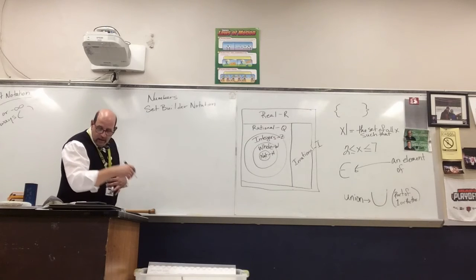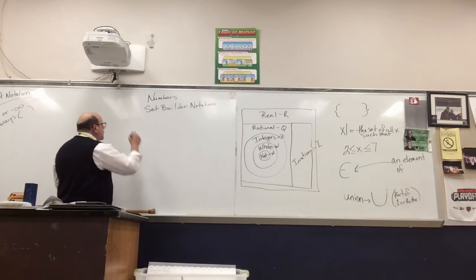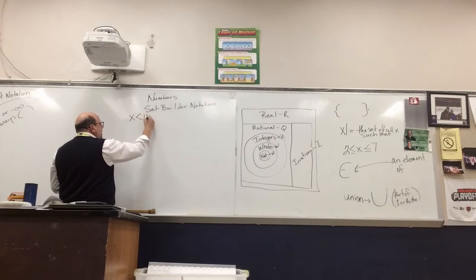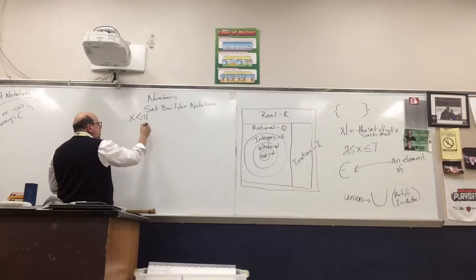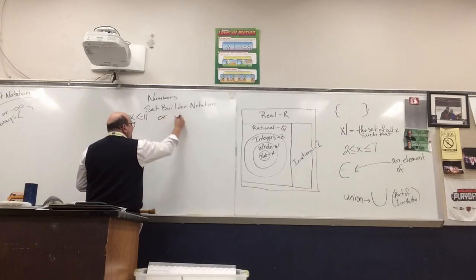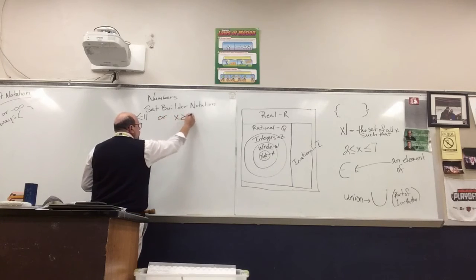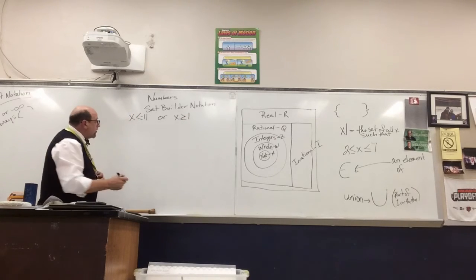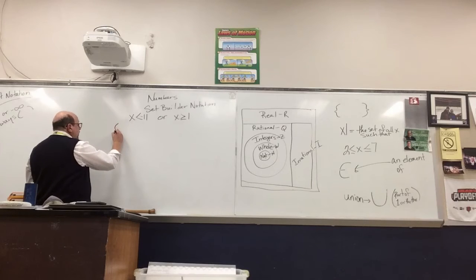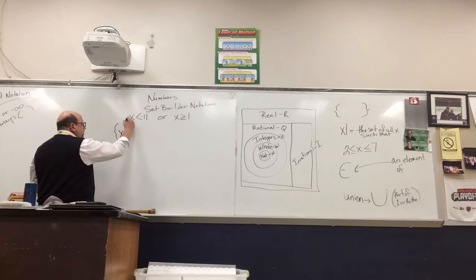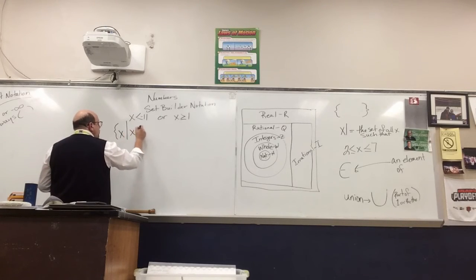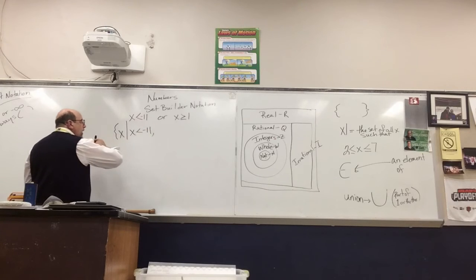And I'm going to say, this is number 5 on your sheet. I'm going to say x is less than negative 11, or x is greater than or equal to 1. So I have two separate inequalities. And like I said, I'm going to put my brace in, and I'm going to say x such that x, just bring down the inequality, is less than negative 11, right?